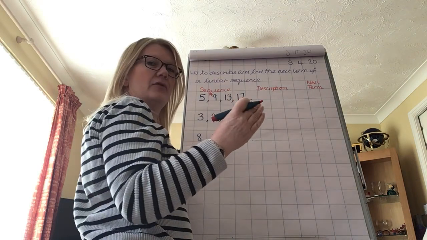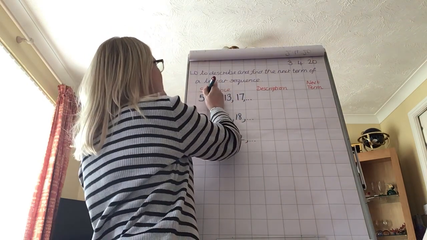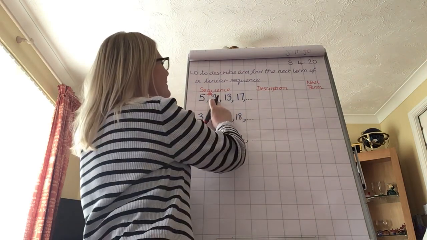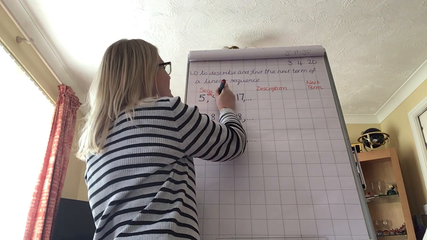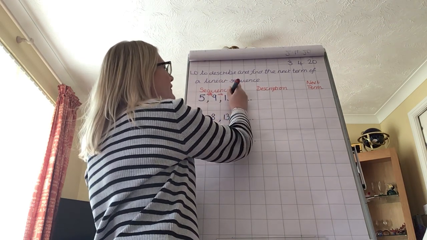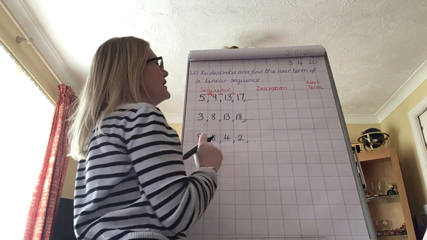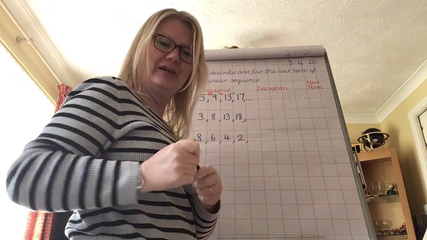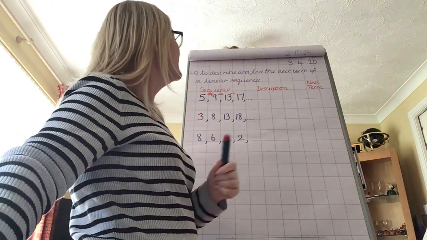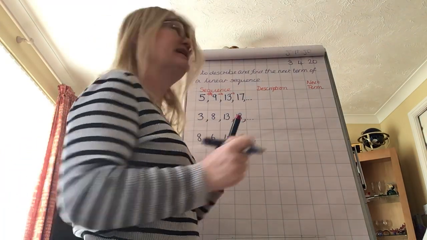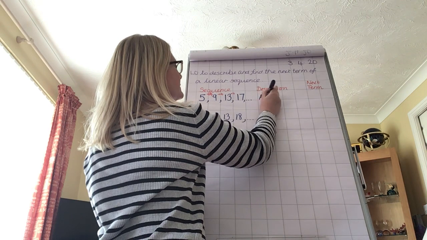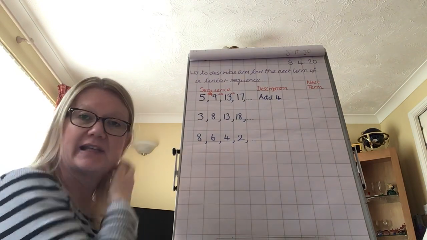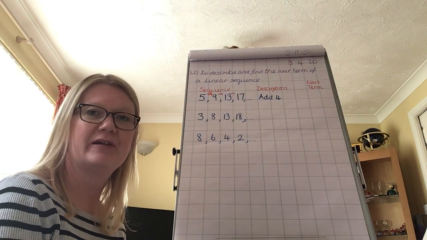Are we adding 4 or are we subtracting 4? Well, definitely to get from 5 to 9, we are adding 4. Let's just check that between the next terms. 9, if I add 4, does indeed give me 13. And again, if I add 4 to 13, it does give me 17. These dots just mean the sequence will go on and on and on. So straight away, we can see that the description for that sequence is going to be add 4. It's as simple as that. It's the rule that's used to get from one term to the next.